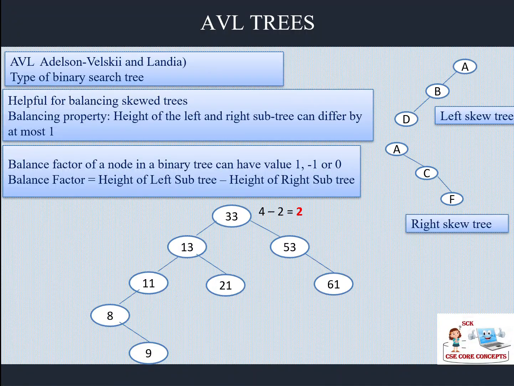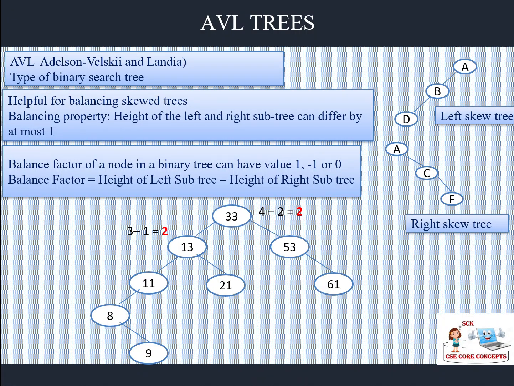So let us compute the balancing factor of the root node. So the height of the left subtree is what? 4, because 13, 11, 8 and 9. Okay, 4 levels are there. So 4 minus the height of the right subtree, which is what? 2, 53 and 61. So it is 2. So the balancing factor should only be between 1, minus 1 or 0. So of course this indicates that this tree is an imbalanced tree and we have to balance this tree.